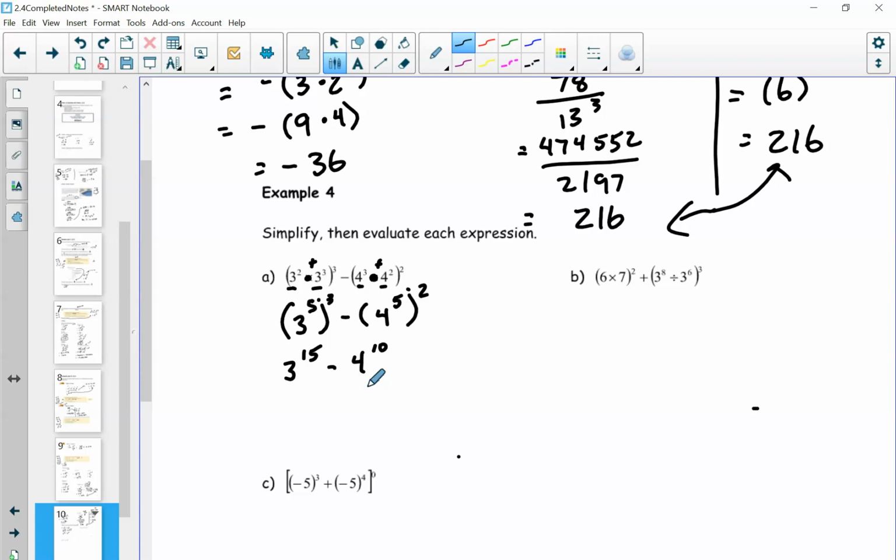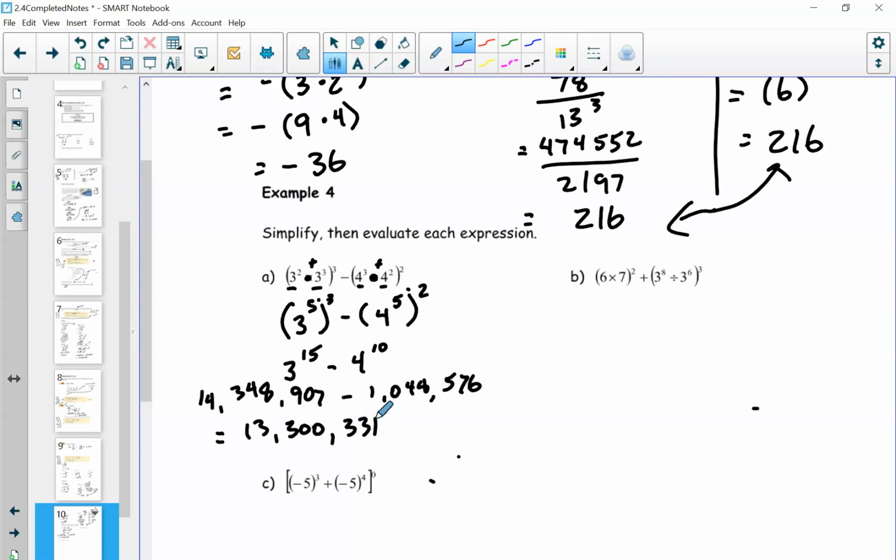3 to the power of 15 is 14,348,907, minus 4 to the power of 10. 4 to the power of 10, that's a big number. Minus 1,048,576. Big numbers. 14,348,907 subtract 1,048,576 equals 13,300,331.